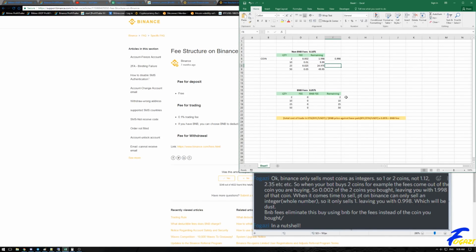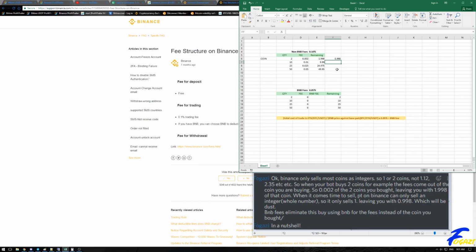which is then dust. So every single trade does this. Now, not every coin is bought in integers. I think some higher value coins like your Neos and your ETH and Dash and stuff like that, they will buy fractions of coins, and BTC and stuff like that. But all your lower price coins, it buys in integers. I don't know exactly which coins are which, just take it as it is.